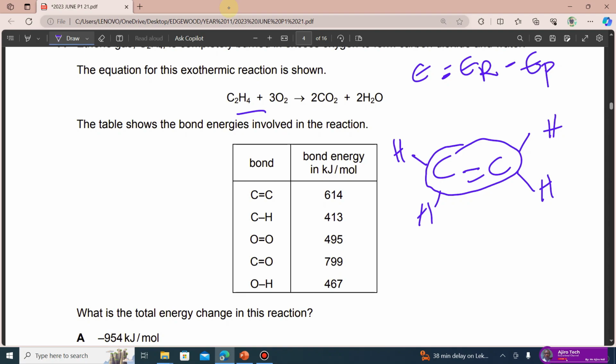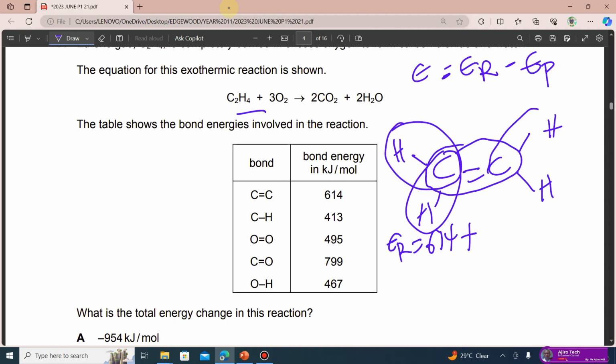So if we follow through, let's get that of the reactants first. The reactants are ethene plus oxygen. For ethene, we have just one carbon double bond, so that's 614. Plus, how many carbon hydrogen bonds are there? This is the first carbon hydrogen, second, third, fourth. So there are 4 carbon hydrogen bonds, and the bond energy for carbon hydrogen is 413, so 4 times 413.